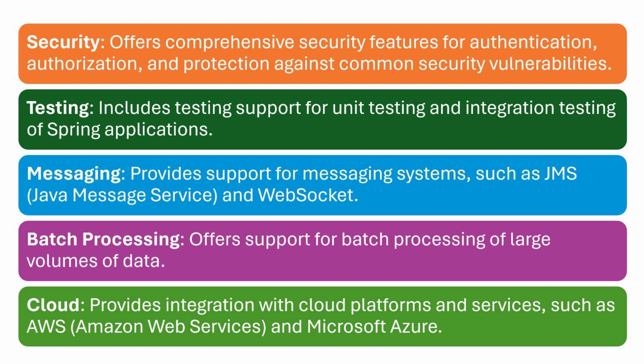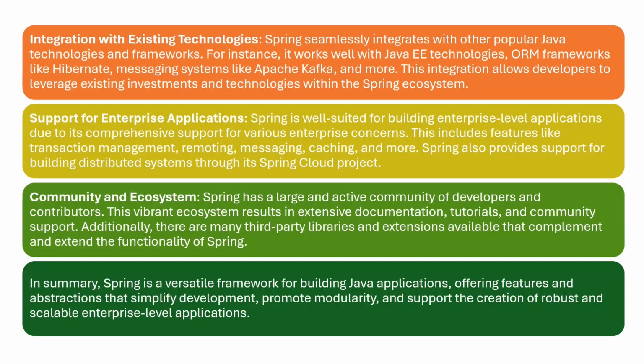But if you are developing everything in Java, then you have to separately program these from scratch, which will be just doing the same thing again. Instead of that, you can just reuse the standard functionalities and concentrate more on the value adding things which the customer needs. And adding to that, integration with existing technologies: Spring seamlessly integrates with other popular Java technologies and frameworks. For instance, it works well with Java EE technologies, ORM frameworks like Hibernate, messaging systems like Apache Kafka, and more. This integration allows developers to leverage existing investments and technologies within the Spring ecosystem.